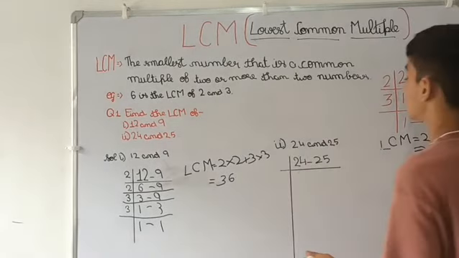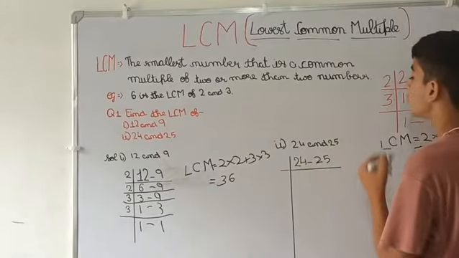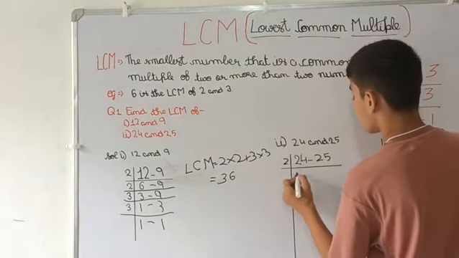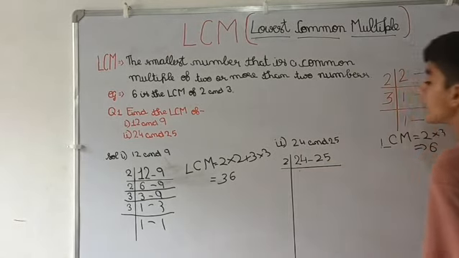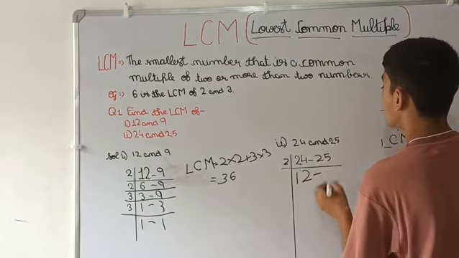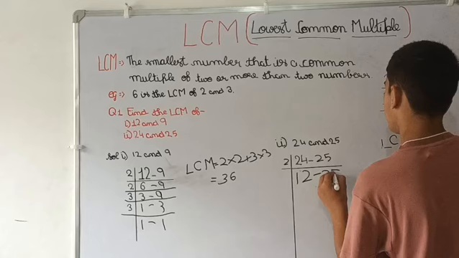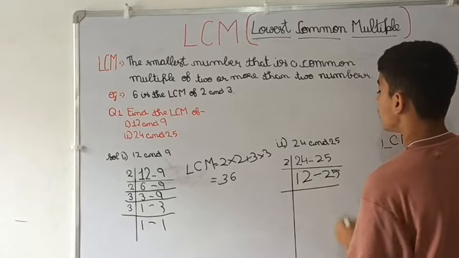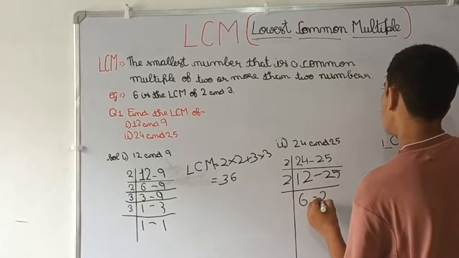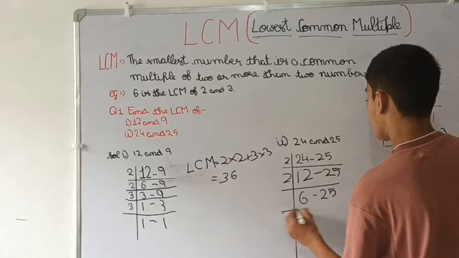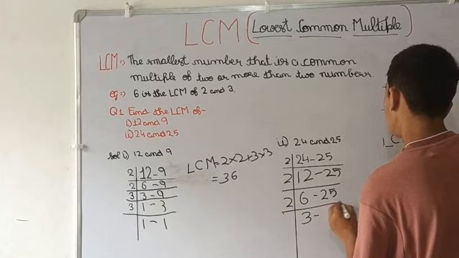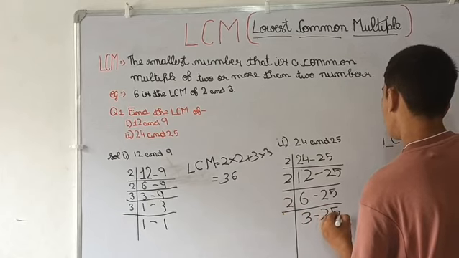Now we will move to the next question. We will find the LCM of 24 and 25. Here 24 is divisible by 2, so we will divide it by 2. The quotient will be 12 and 25 is not divisible by 2, so we will write it the same. 12 is again divisible by 2, so we will divide it and the quotient will be 6. 25 is not divisible again, so we will write it the same. 6 is divisible by 2, so we will divide it. 25 is not divisible again, so we will write it the same.